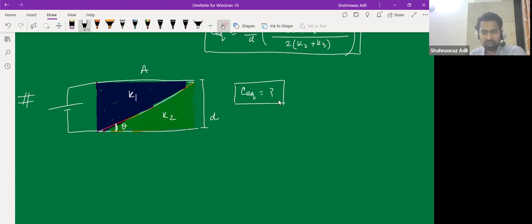So did you do this question before? Yes, sir. Earlier you gave one question, sir, in this capacitor only, in the CBSE course. Not with dielectric, without dielectric. Oh, without the dielectric. Yeah. So this one is with the dielectric. So this question is with the dielectric.